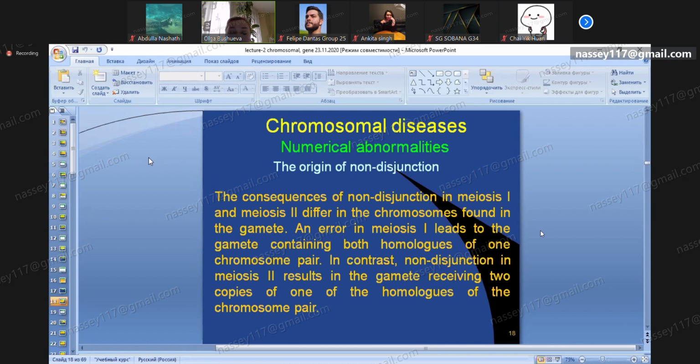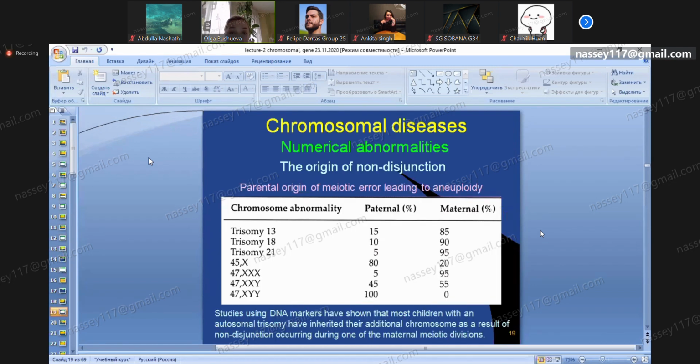The consequences of non-disjunction in meiosis 1 and meiosis 2 differ in the chromosomes found in the gamete. An error in meiosis 1 leads to the gamete containing both homologues of the same chromosome pair. In contrast, non-disjunction in meiosis 2 results in the gamete receiving two copies of one of the homologues of the chromosome pair.